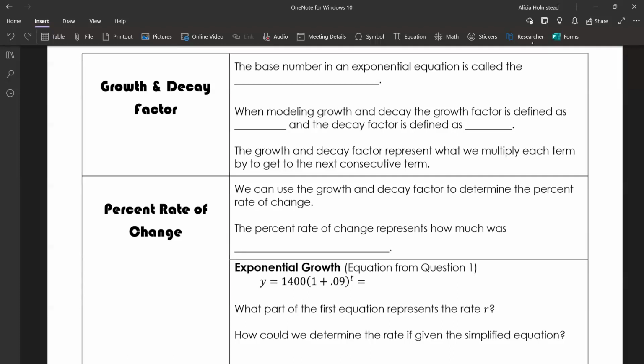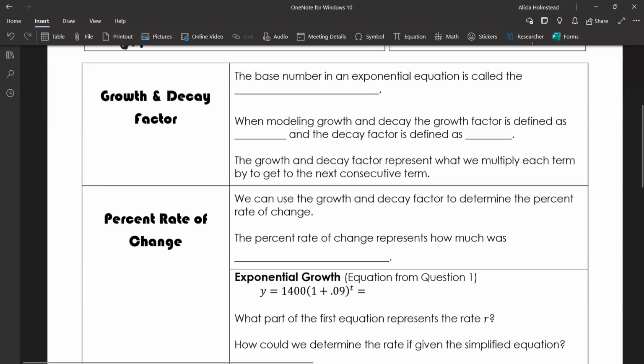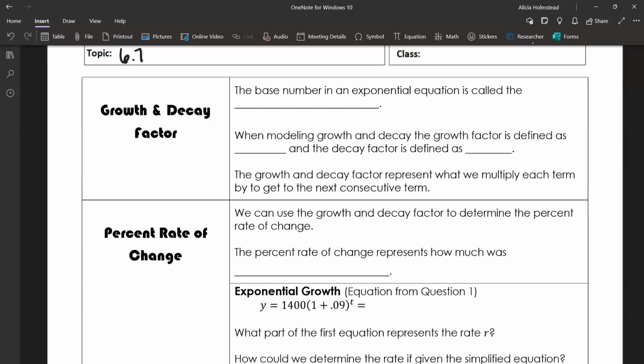So it'll be really important to be able to distinguish the difference between the growth and decay factor and the growth and decay rate. So let's start by defining these. The base number in an exponential equation is called the growth or decay factor. It won't ever be both, because remember our equations either represent growth or decay.